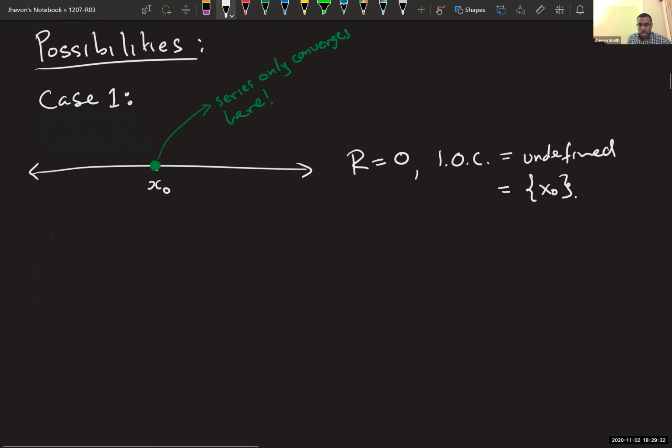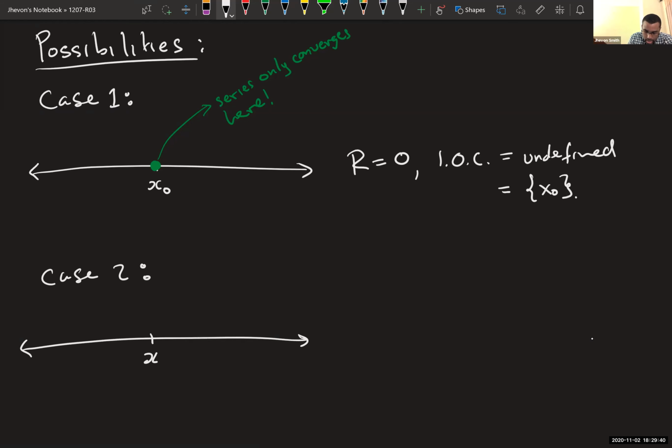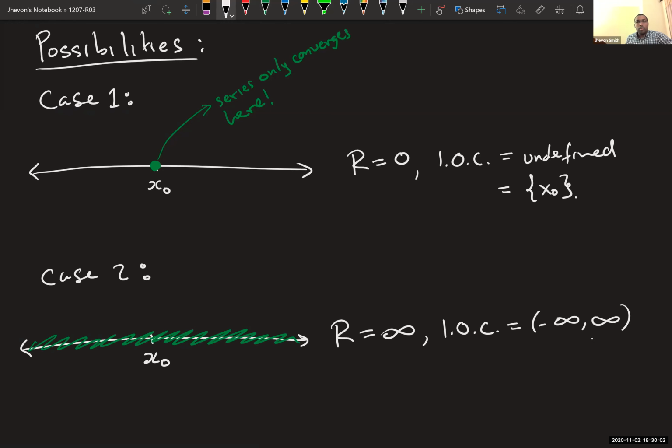So that's case one. Case two. So here I'm on the real line. This is some point x naught. And I would ask, what x values on the real line am I allowed to plug in? Well, one possibility is, plug in whatever you want. It'll work everywhere. I can describe this scenario by R equals infinity. And the interval of convergence is the entire real line. Meaning, no matter what x value you want to plug in, take your pick, this series is going to actually converge to something meaningful.